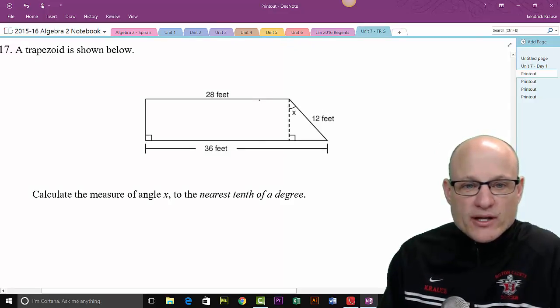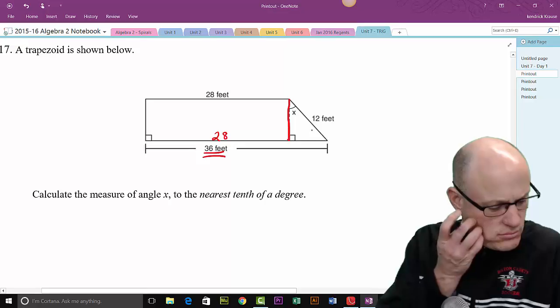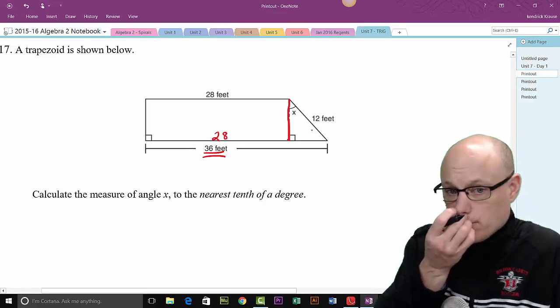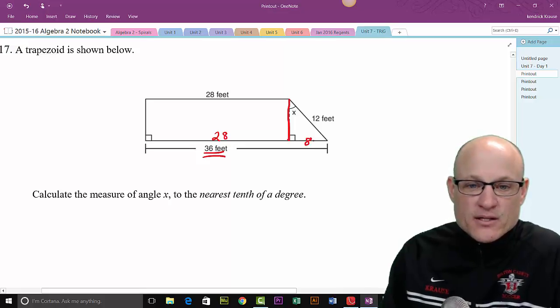Don't think I have. Wait a second. This is a rectangle right here. So if this is a rectangle, this distance here is 28. And this whole distance is 36. So that would make this also, well, 36 minus 28 would be 8. So this is 8. And the question is, what's the angle x?